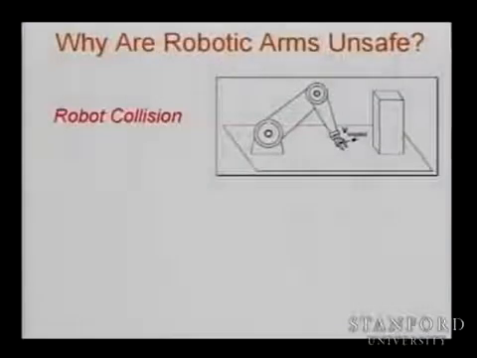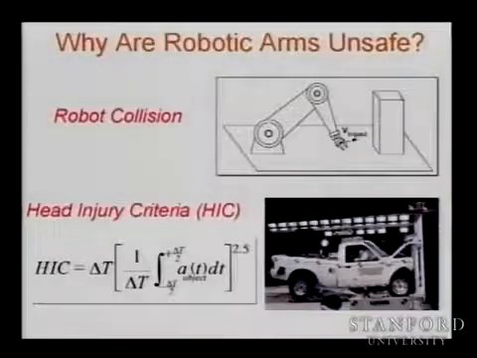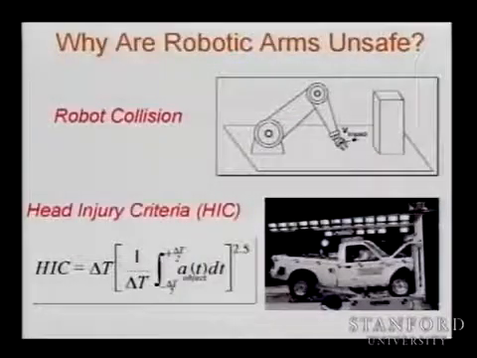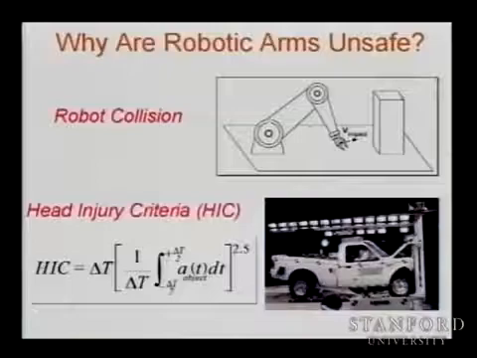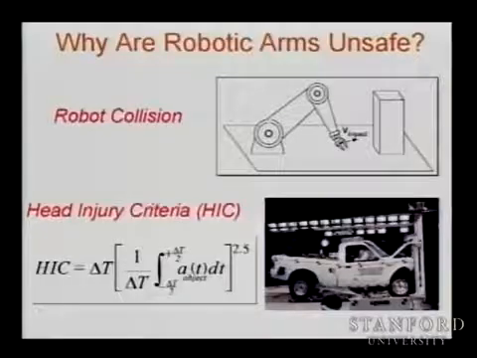So if we think about the problem of collision, essentially you have a robot moving at some speed. It has some stiffness, the environment has some stiffness, and when you have a collision, you are going to have an impact force. This typical problem was studied in the automobile industry, and they came up with a criterion called the head injury criterion.